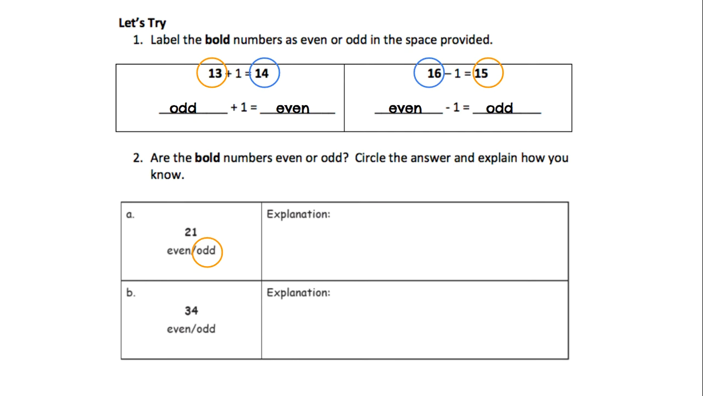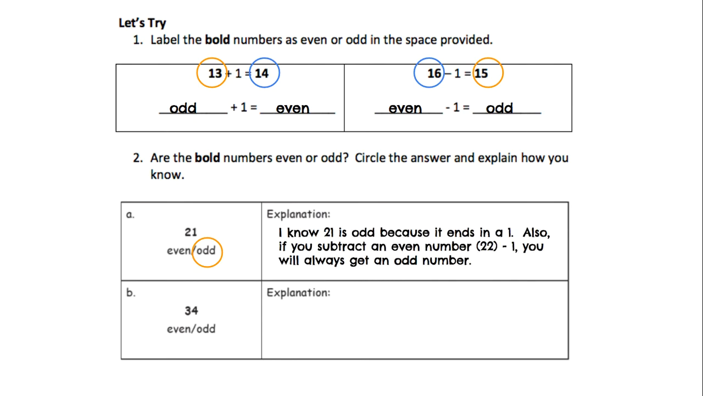The explanation might vary here. You might have a way of explaining in different words than I do, but being consistent with what we've learned here, I wrote this. I know 21 is odd because it ends in a 1, right? Just like the charts. Also, if you subtract an even number, 22, minus 1, you will always get an odd number. Therefore, 21 is odd.